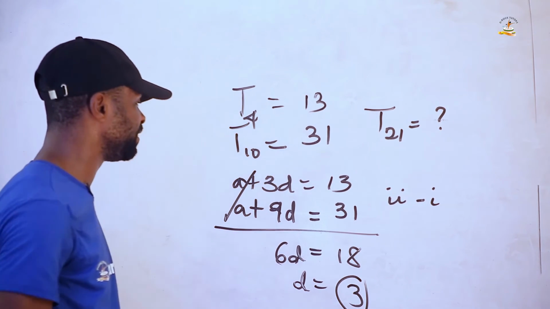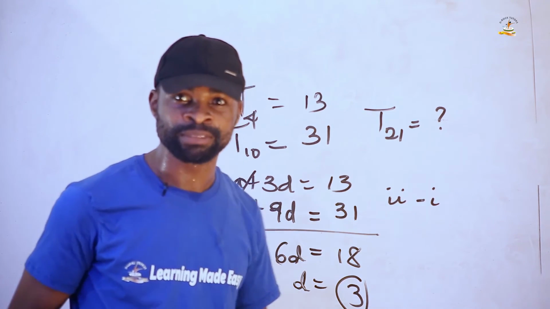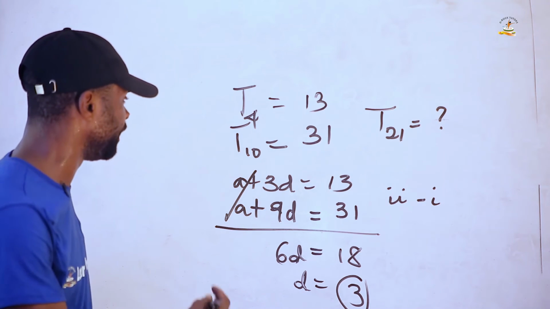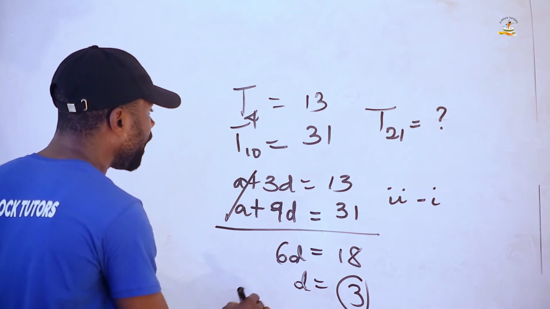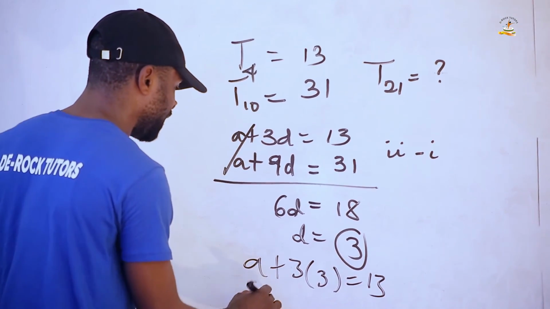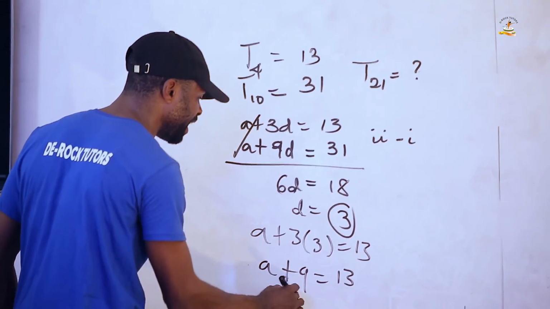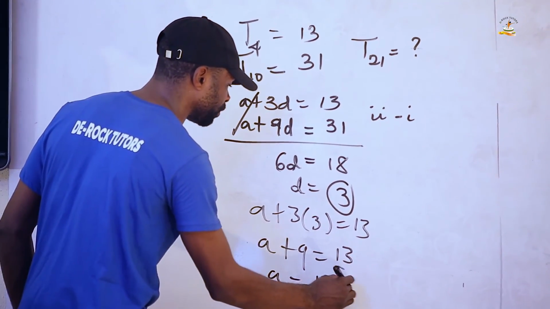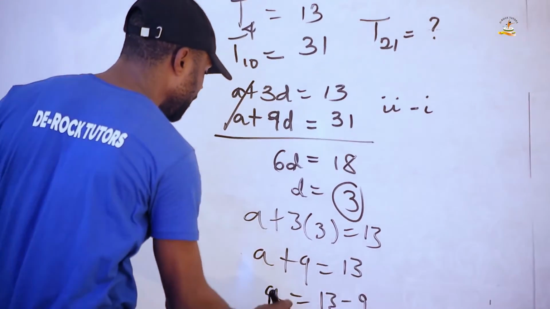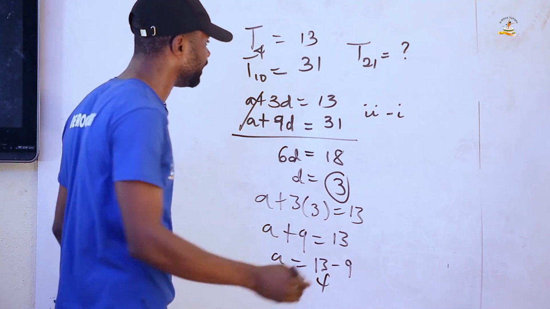If the common difference is 3, we substitute this value into any of the equations. Substituting D into any of the equations, you would see that A plus 3 into 3 equal to 13. And as such, A plus 9 equal to 13. We have A equal to 13 minus 9. 13 minus 9 is equal to 4. So A is equal to 4.